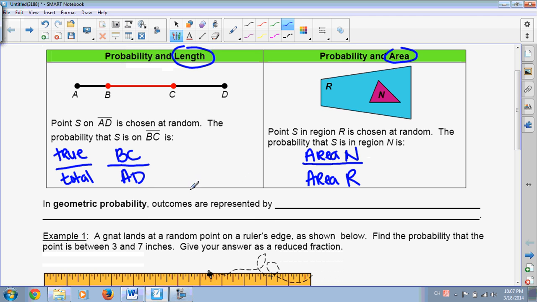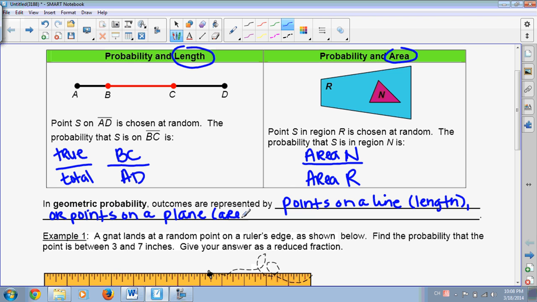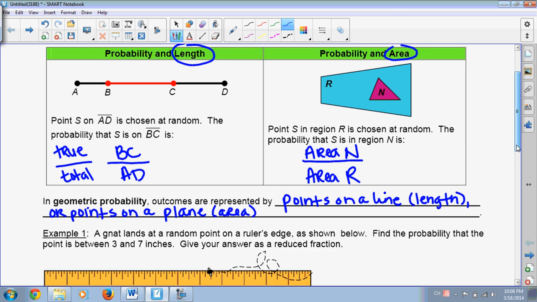Okay, we have a small definition we're going to fill in here. In geometric probability, outcomes are represented by points on a line, because that's dealing with length, or points on a plane, which obviously deals with area. Okay, that is geometric probability, and that's what we're going to be doing today.